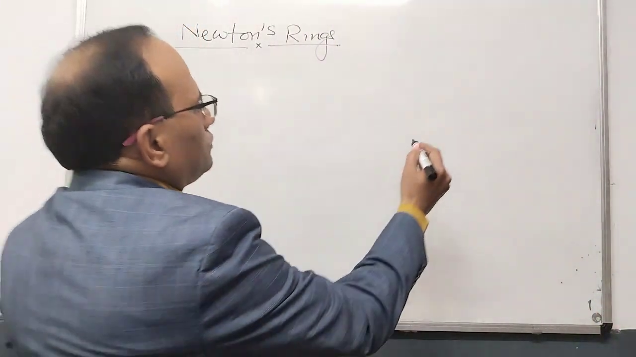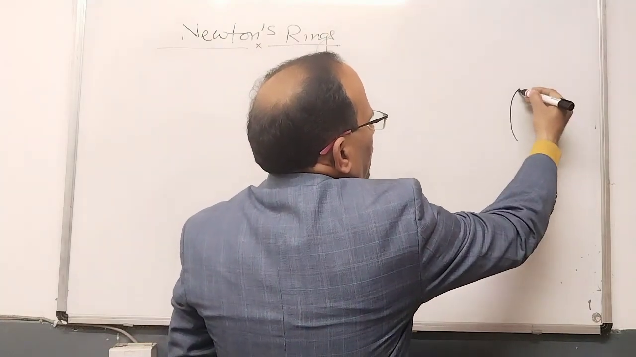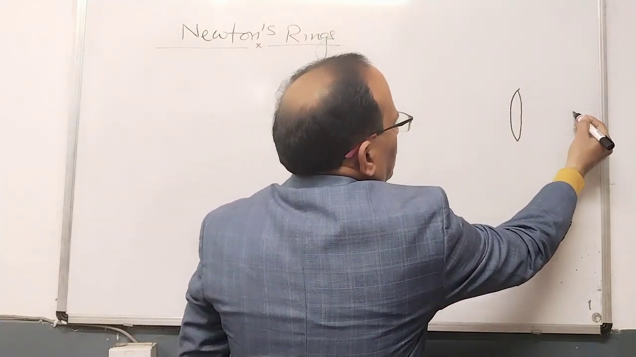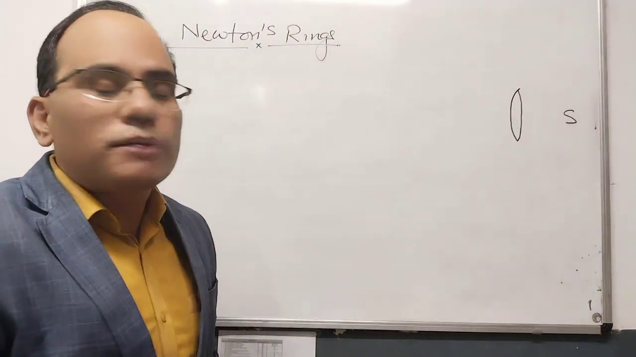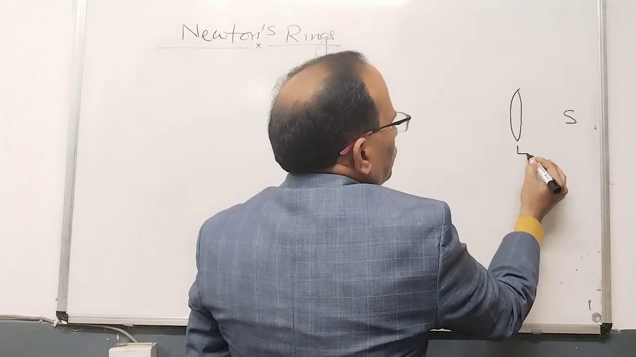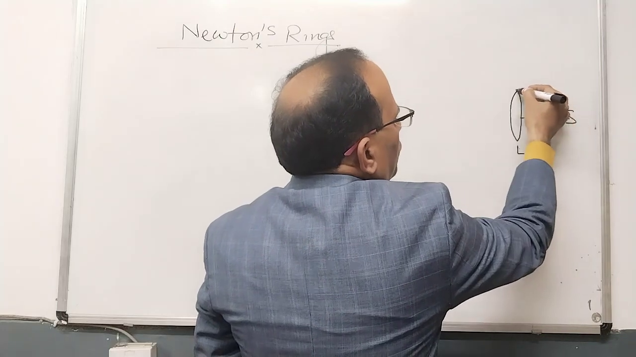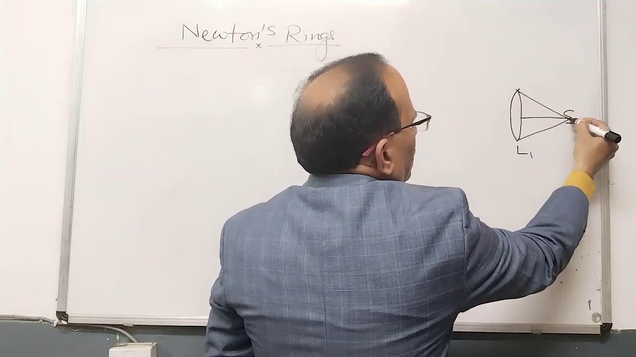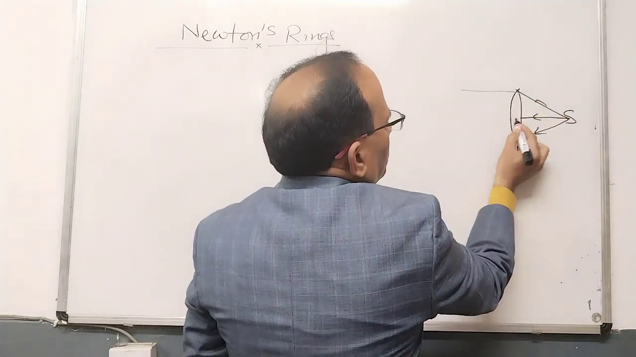Suppose on this side there is a lens and a single source. From this source, rays may not be parallel. So we put the source at the focus of this lens, suppose this is lens L1. So rays become parallel after this.